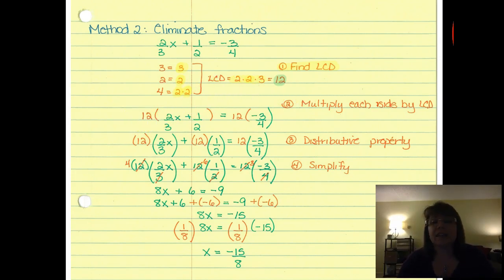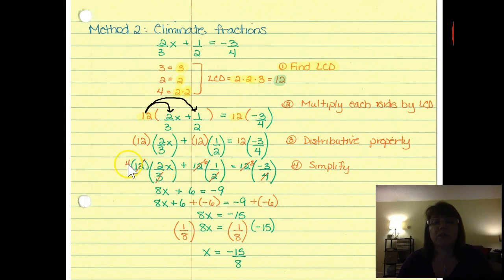So the left-hand side gets multiplied by 12. The right-hand side gets multiplied by 12. Now the interesting part about this left-hand side is I have to distribute the 12 to each of the terms in the parentheses here. And therefore I have 12 times 2/3 x plus 12 times 1/2 equals 12 times negative 3/4. Now either you can multiply this out and then reduce, or if you see that you can reduce now, great. So I see I can reduce now, so I'm going to reduce 12 and 3.